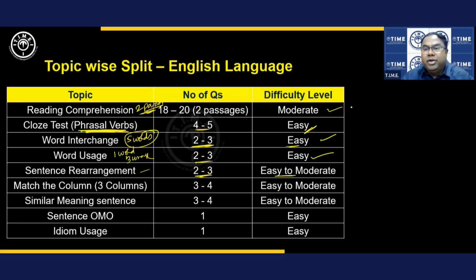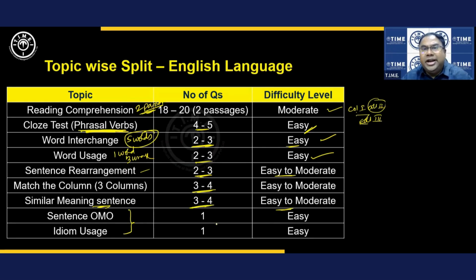Match the column. We have column 1, column 2, column 3. I can call this moderate only, because you need to link these 3 columns. Column 1 and column 3 have to link with column 2. Not an easy task. We have about 3 to 4 questions. Similar meaning sentences, generally asked in RRB exams, were asked again here in SBI PO, 3 to 4 questions. These were easy to moderate.